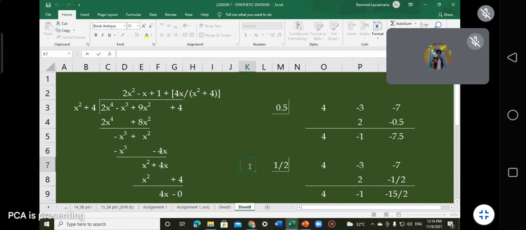Sige, subukan mo lang mag-A ulit dyan. Buisit ka. Bigyan natin 70 ka agad, no? Quarter 2 mo. Tingnan natin, no?